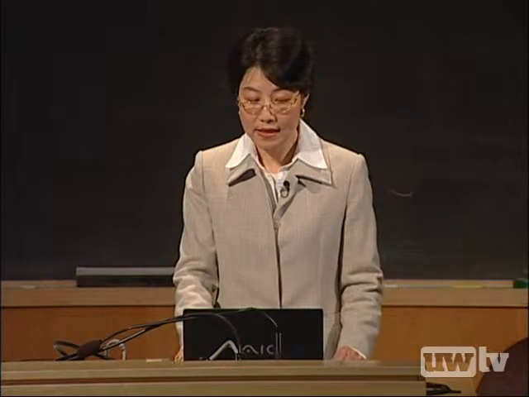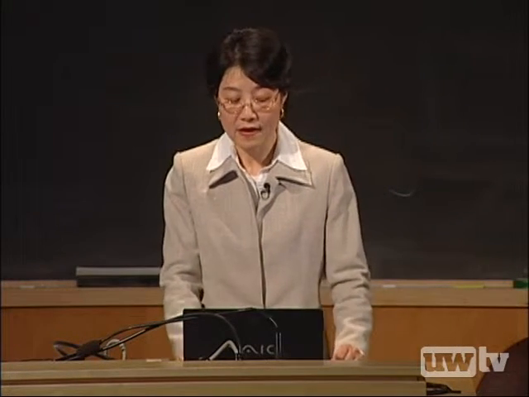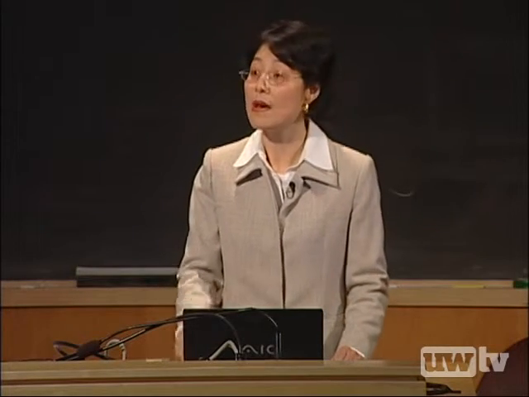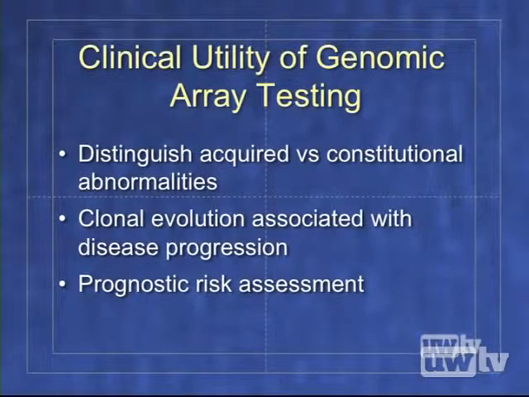So this brings me to the learning point from this case: we should be able to distinguish acquired versus constitutional abnormalities using various approaches, which I will elaborate a little bit in the next slide. You can also appreciate the clonal evolution associated with disease progression when comparing earlier diagnostic samples with a more recent, later stage one. And these also provide prognostic risk assessment.